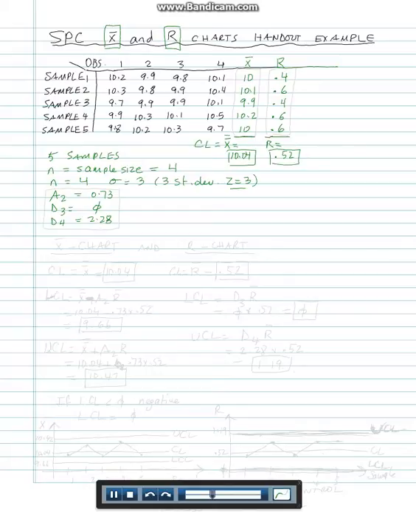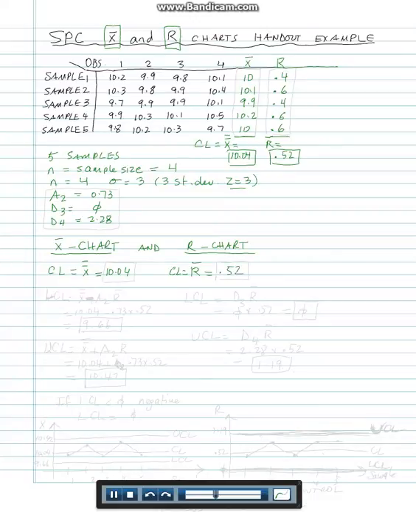So if we come here to summarize, we have an X-bar chart here, and we have an R chart. We have to make sure that both are in control for this process to be in control. So we know already that the CL is X bar bar, and that was 10.04.